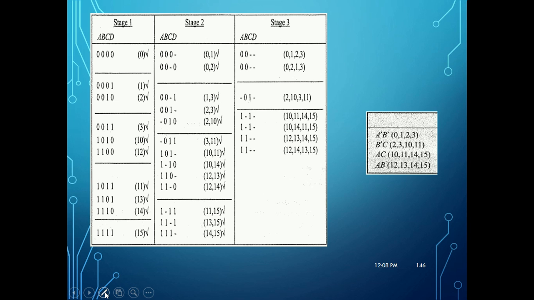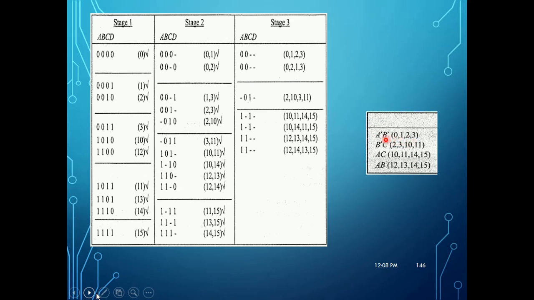So in this particular problem, the Quine-McCluskey method, what we have done is, after completing stage 1, stage 2 and stage 3 of the Quine-McCluskey method, we have found certain prime implicants. That is, from the previous stage we have selected certain prime implicants. Here we have got a prime implicant with minterms 0 1 2 3.